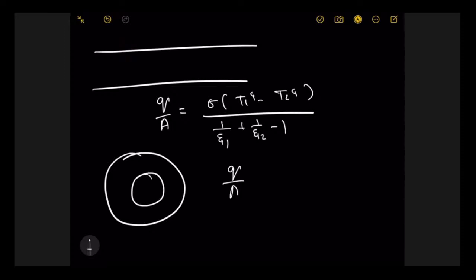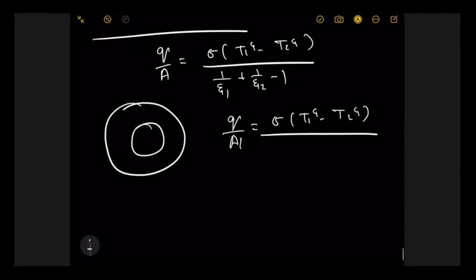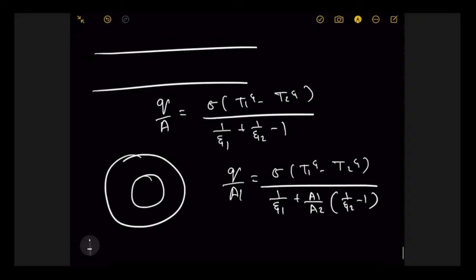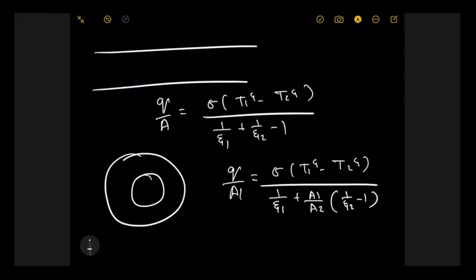Q by A1 is equal to sigma (T1 to the power 4 minus T2 to the power 4). It is for when they are two normal bodies, one inside another. So 1 upon emissivity 1, A1, A2, 1 upon emissivity 2 minus 1, like this. So write this.